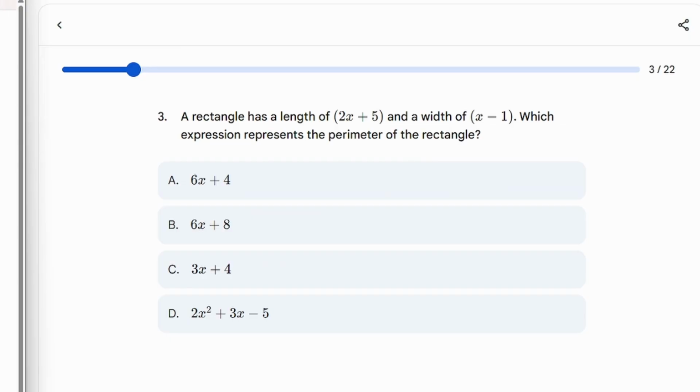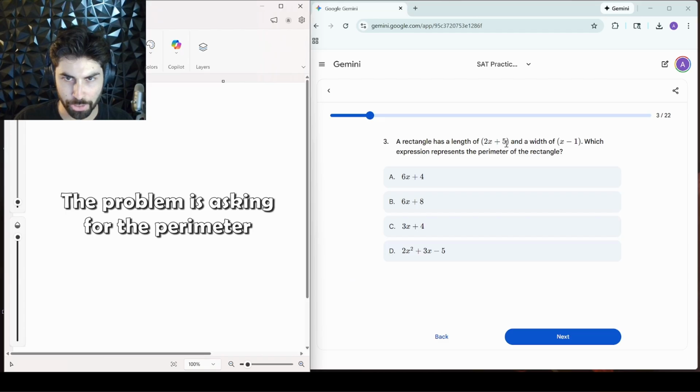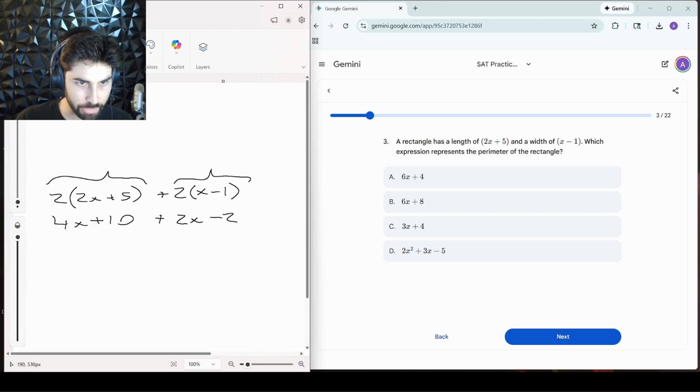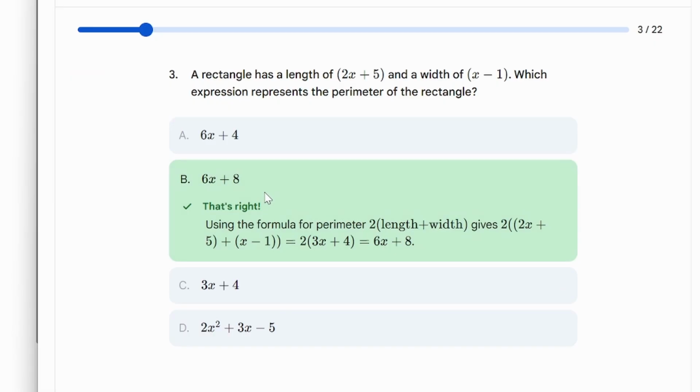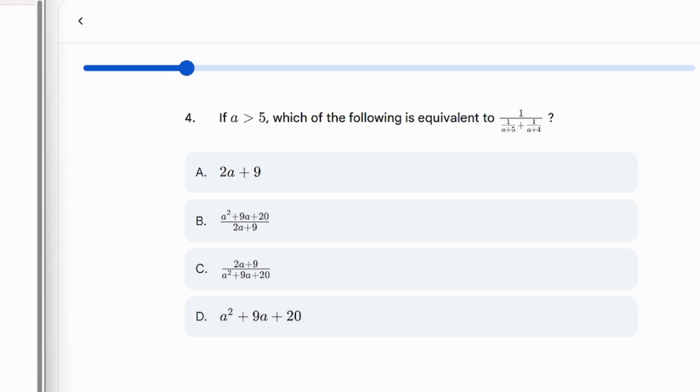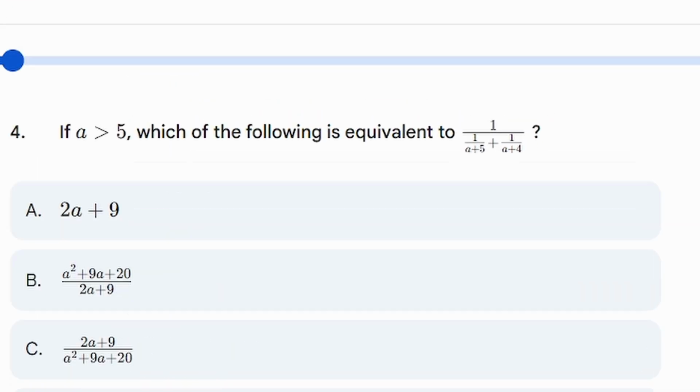Rectangle's length, 2x plus 5, and width, x minus 1. There are two sides with that length, two sides with that length. You add them together. So there's two of the sides, and there's two of the other sides, and then you combine these together like before, 6x plus 8. Pooah! If a is greater than 5, which of the following is equivalent to that I can barely read?